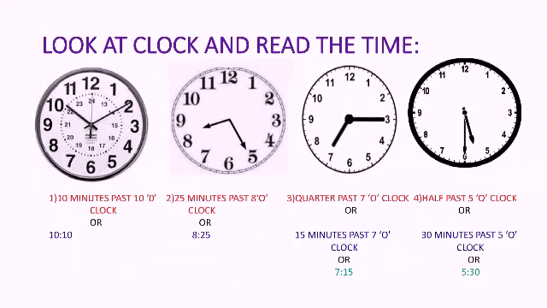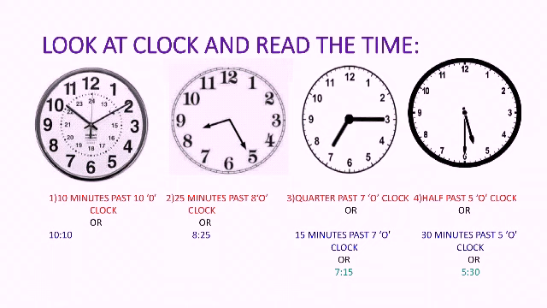Clear? 10 minutes past 10 o'clock. That means it is 10 o'clock, and 10 minutes have already passed after 10 o'clock. So our hour hand is pointing at 10, so it will be 10 o'clock. The minute hand is pointing at 2, which means it will be 10 minutes past 10 o'clock. Right? There are two ways you can write it. Either you can write 10 minutes past 10 o'clock, or you can write 10 colon 10.